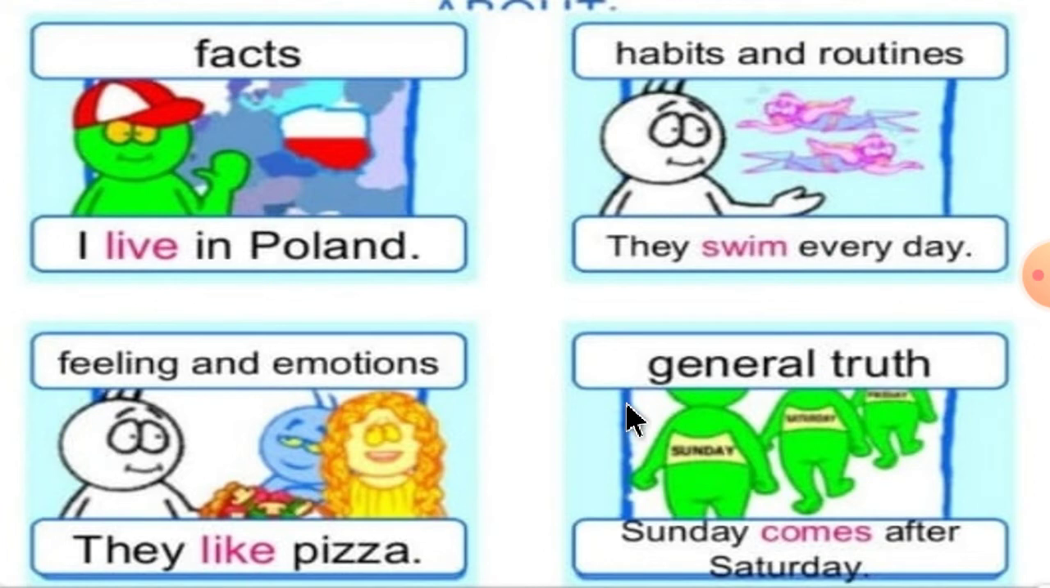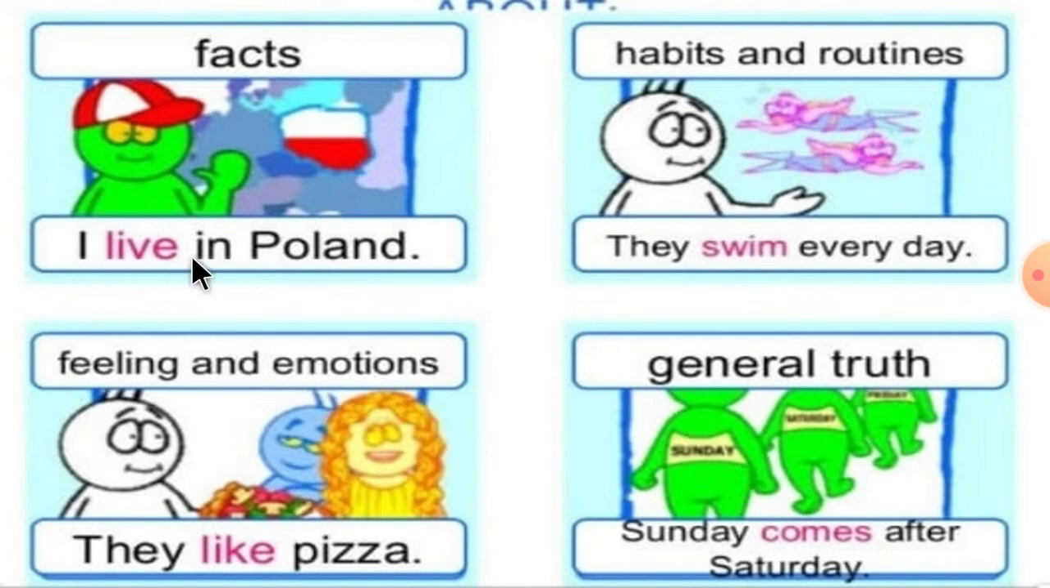Then the last one is general truth, means the universal fact, the widespread truth, which I already explained to you. Sunday comes after Saturday. So this is the general truth, that Sunday comes after Saturday only. You cannot change that. You cannot say that Sunday comes after Friday. That is not the truth. Right? So, these are the four things for which we can use simple present tense.